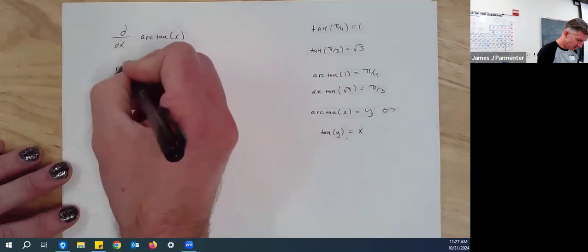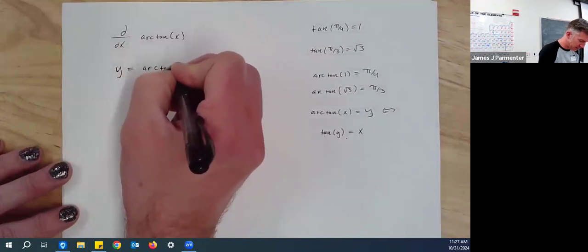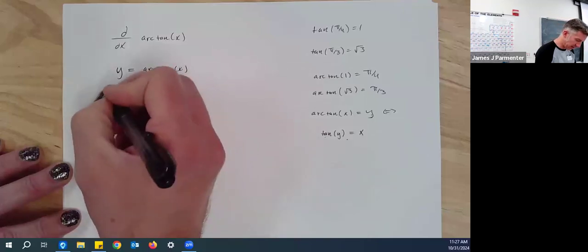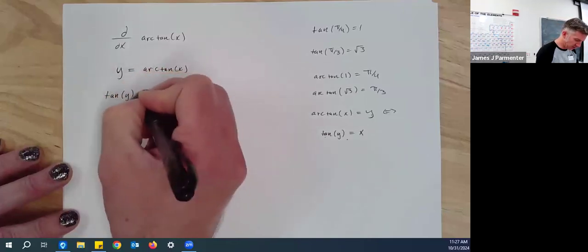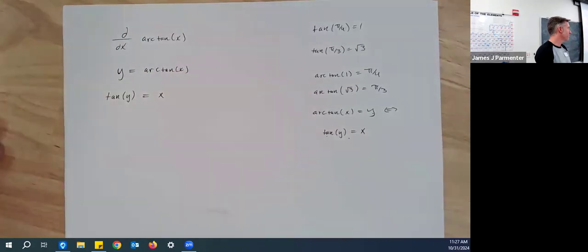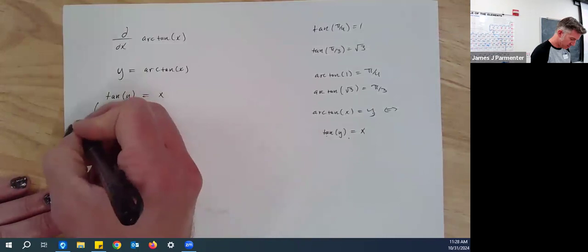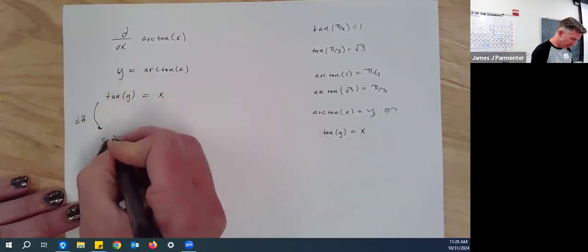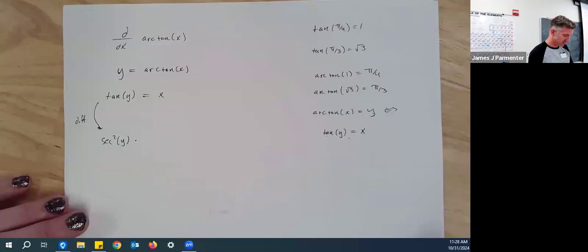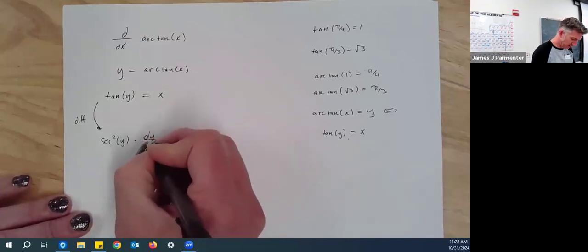We're going to start off by saying y equals the arctangent of x, and then taking the tangent of both sides, or rewriting it as tangent of y equal to x. Most of these inverse trig function derivatives kind of start off this way. And then we're going to take the derivative of both sides. And just like every other time I've said this, the derivative of tangent of x is secant squared of x. The derivative of tangent of some stuff is going to be secant squared of that stuff multiplied by the derivative of the stuff.